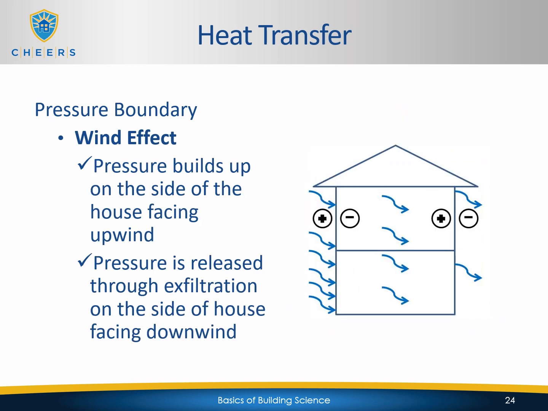Now, wind pressure is another way that the home can be affected, and the pressure boundary is obviously related to it. The pressure builds up on the side of the house facing upwind, and then the pressure is released through exfiltration on the side of the house facing downwind. As you can see in the picture, you have wind pushing on the left side of the house, and that's the wind direction, right? So it's putting positive pressure on the left side of the house.